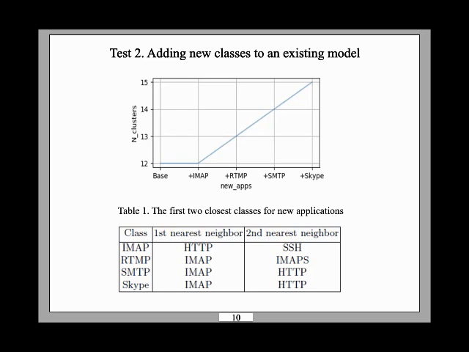The figure shows a graph of how the number of clusters formed depends on the composition of applications. You can see that each time a new class is added, a new cluster is added, except in the case of IMAP. This is due to the presence of a small HTTP cluster that is combined with the IMAP samples. Two different nearest neighbors were determined for the new applications. This information can be used for traffic engineering policies.